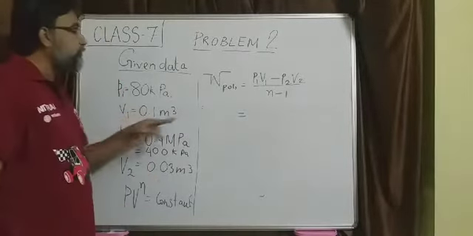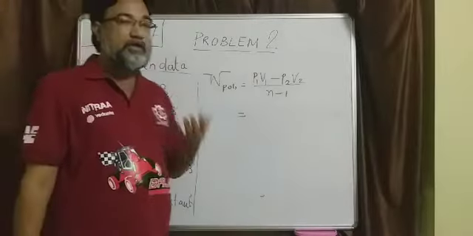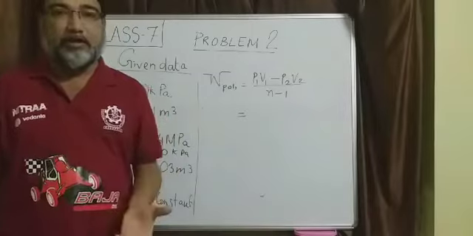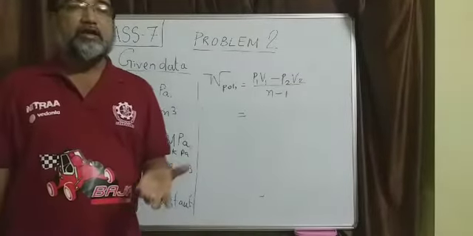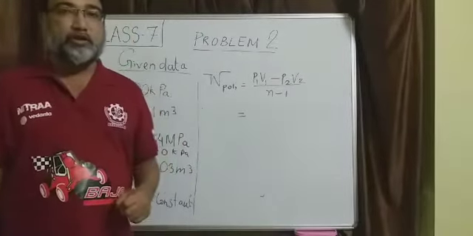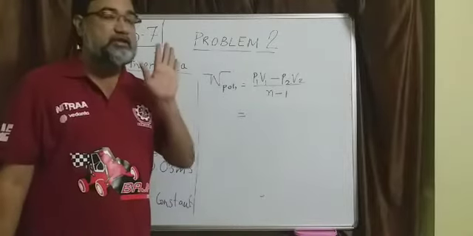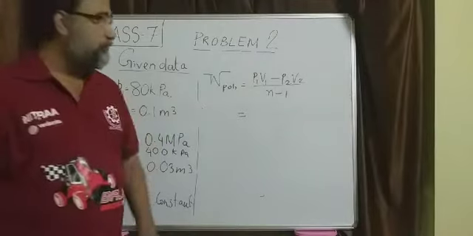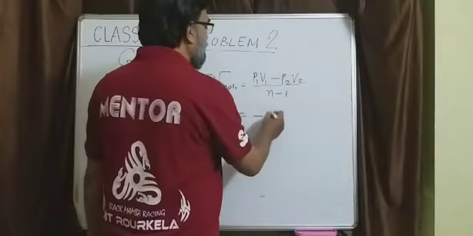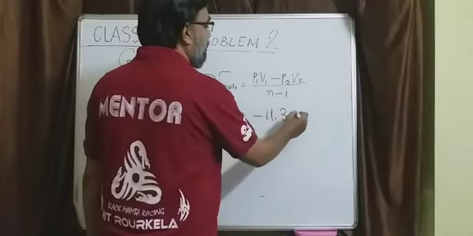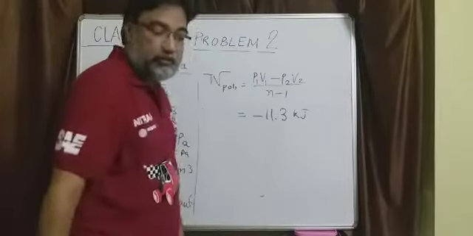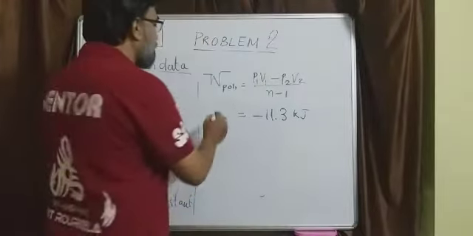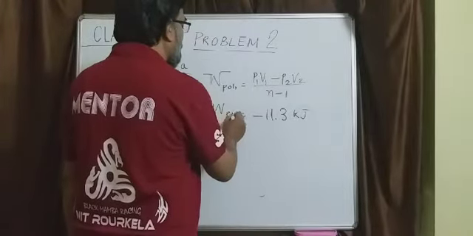And since this is a compression process, what are you expecting? A final answer with a positive sign or a negative sign? Obviously with a negative sign, because in a compression process, work is done on the gas, therefore it will be minus something. So you get minus 11.3 kilojoules. This is the answer, minus 11.3 kilojoules. Alright, so this is the work you finally get.